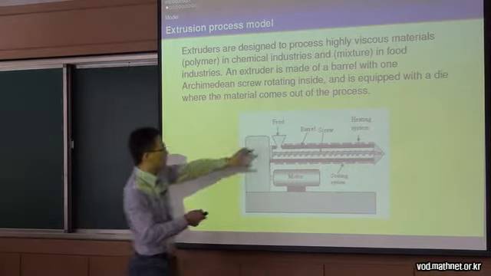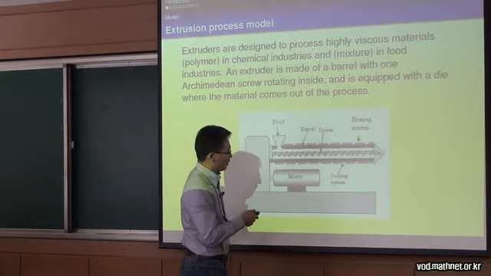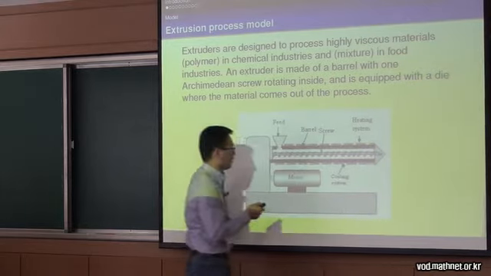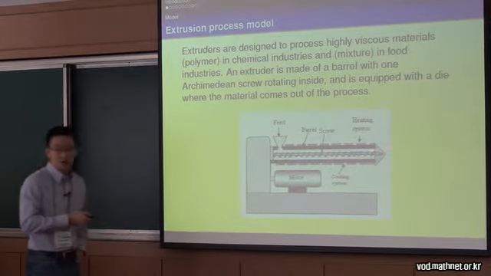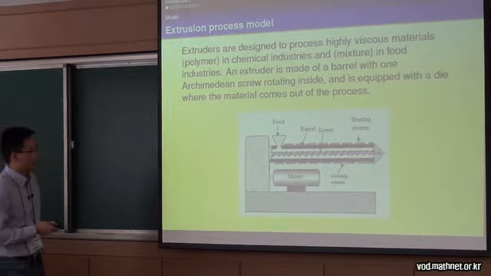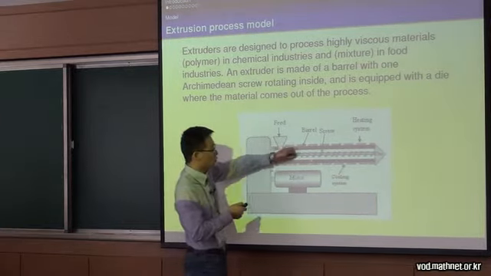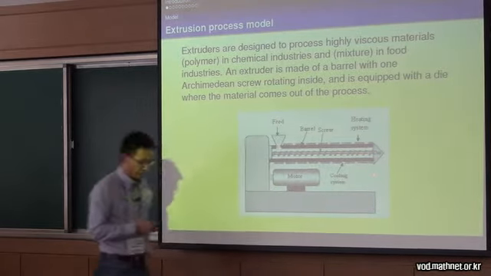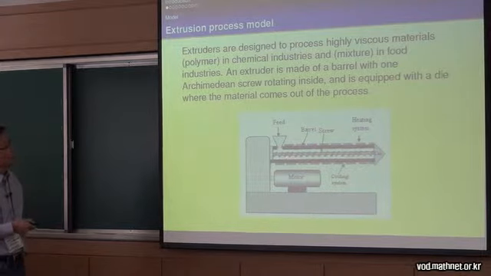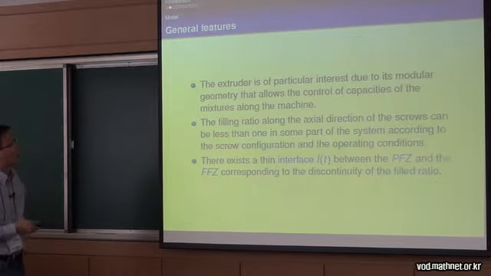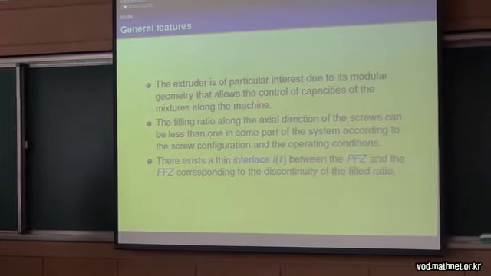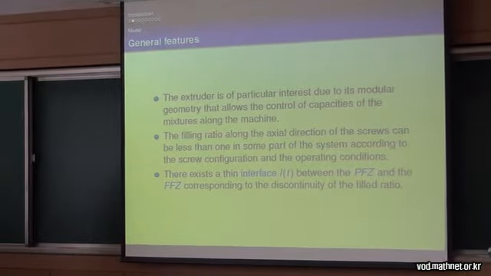And along the tube there is some heating or cooling system along the whole tube, which can be used as control in our control problems. And the rotation speed of the screw is another parameter which can be used as control in our model. So, there is some general description of this model.